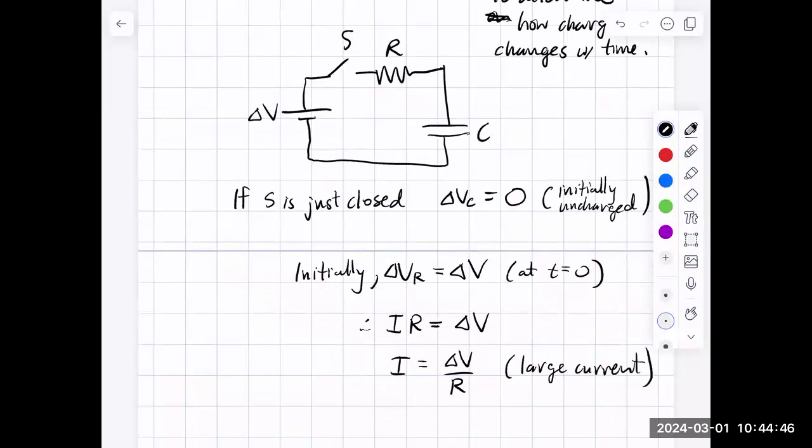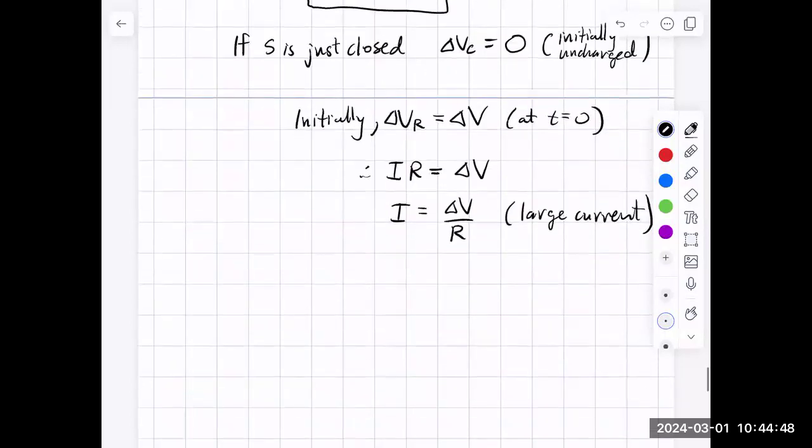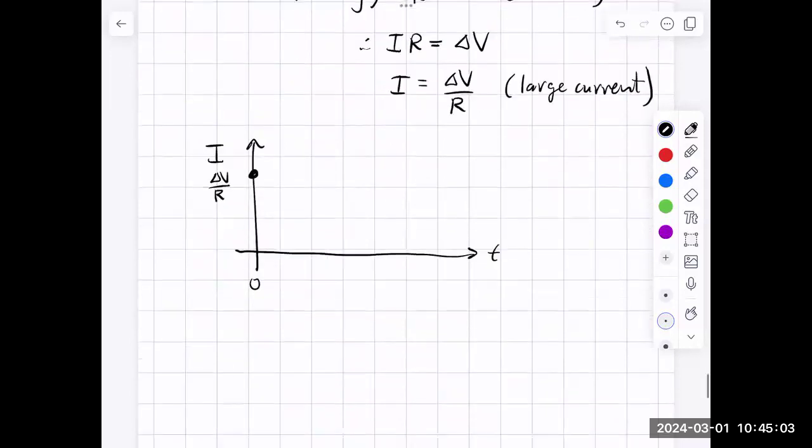So initially what we have is, if we were to plot the current as a function of time, we would say at t equals 0, the current is the full battery voltage divided by R. And then if we plot the charge on the capacitor as a function of time, we said initially our capacitor is just uncharged. So that's the starting point.